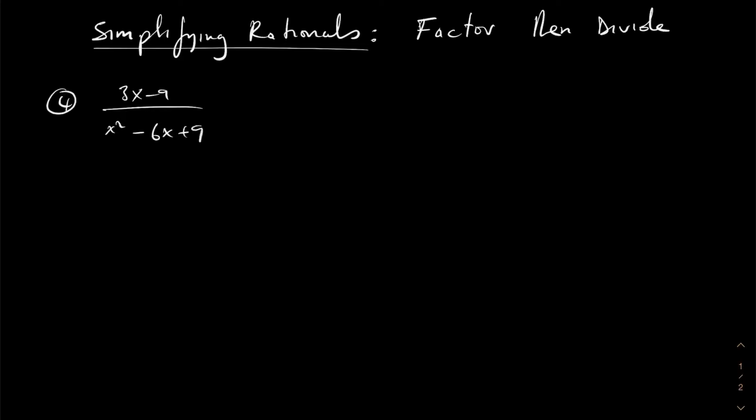Now looking at the numerator here, you should notice that the numbers in those terms have 3 as a common factor. And so you can pull out the 3 from those terms and rewrite this expression as 3 times (x minus 3). And so for the denominator, you are looking for 2 numbers that are going to be adding to negative 6 and multiplying to 9. And the 2 numbers here are going to be negative 3 and negative 3. And so you can factor this denominator as x minus 3 multiplied by x minus 3.